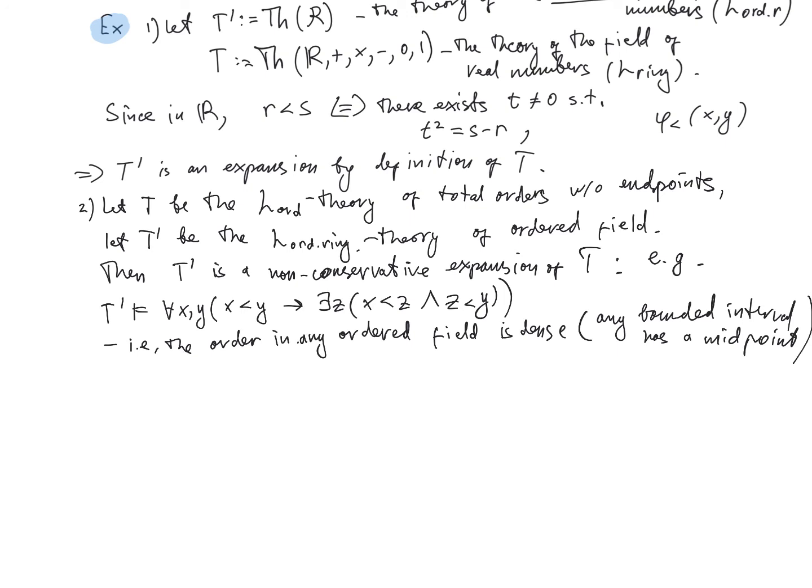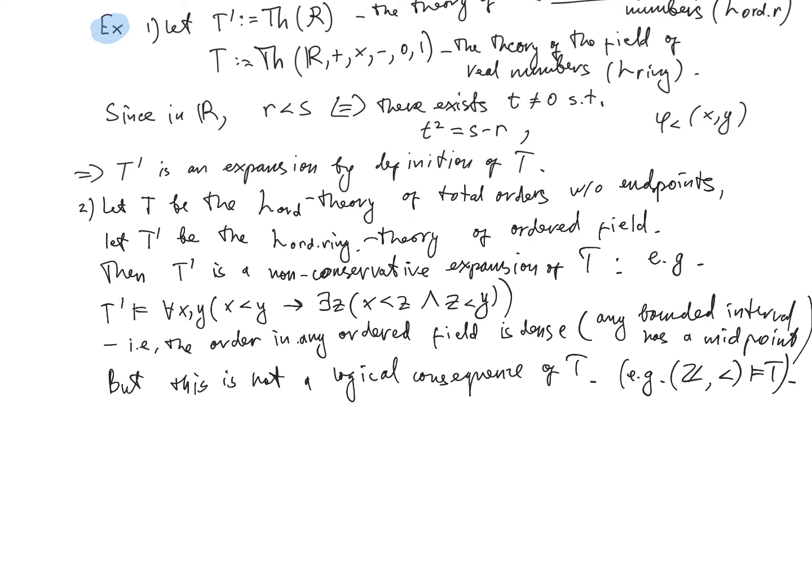But this density is not a logical consequence of T. Because, of course, we can have linear orders without endpoints which are not dense. So, for example, Z with the linear ordering satisfies T. This shows that there's an L sentence, which is a consequence of T prime, but not of T. Hence, this is not a conservative expansion.